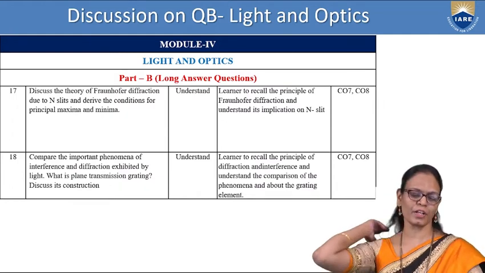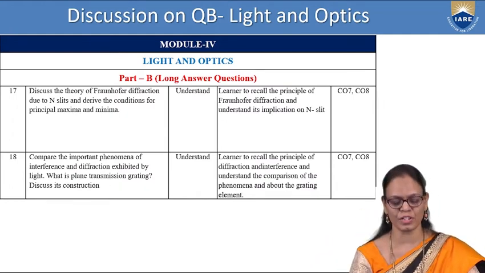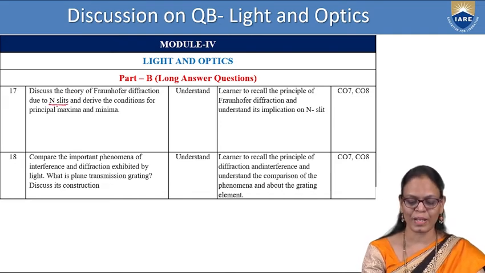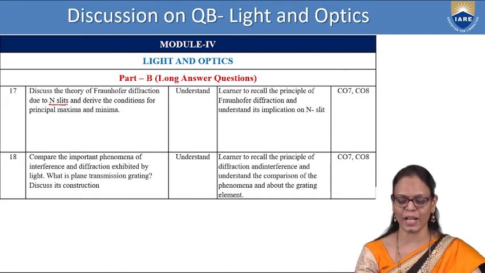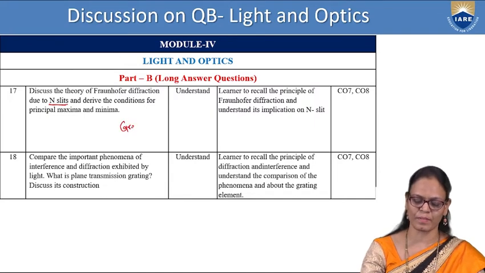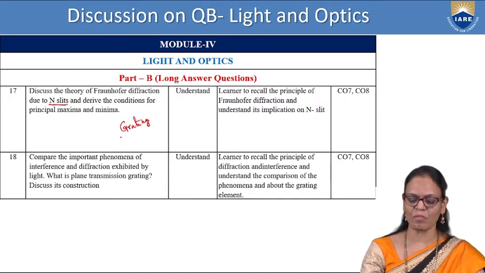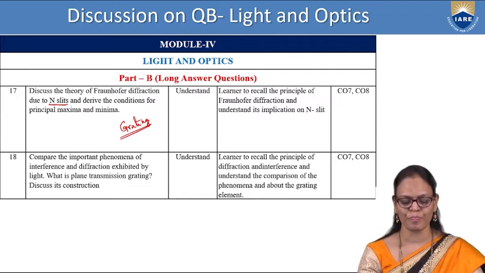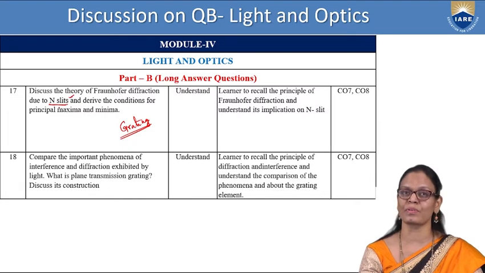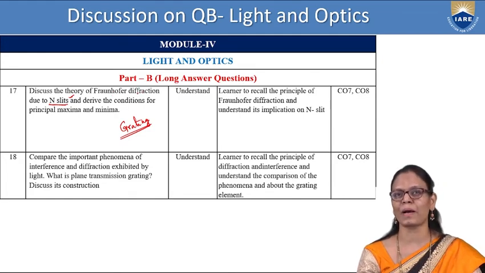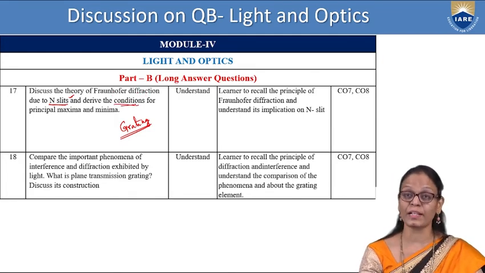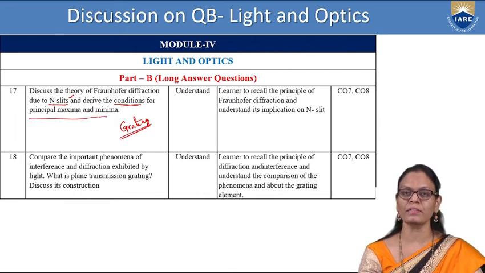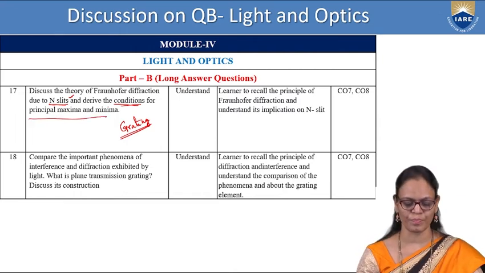Next, discuss the theory of Fraunhofer diffraction due to n slits. Means if the number of slits are more, like in the case of grating we have seen. So in grating, what we have seen, we have drawn a number of lines around 15,000 lines per inch. Means the number of slits are more. So when the number of slits are increasing, if they are n, how is the diffraction pattern modified? And what are the conditions for maxima and minima? We'll have to derive and show.